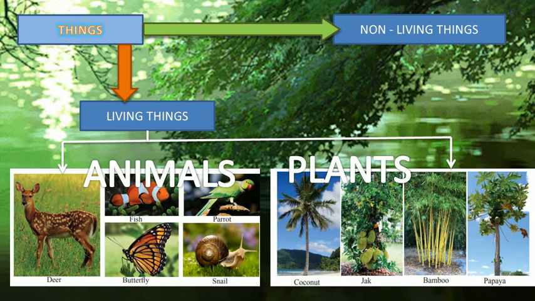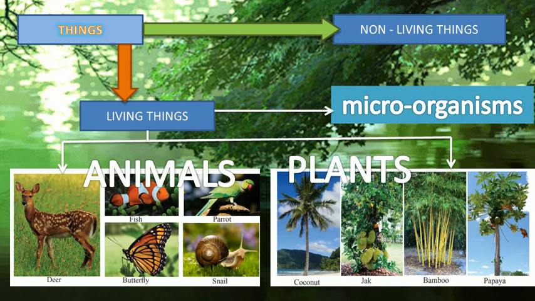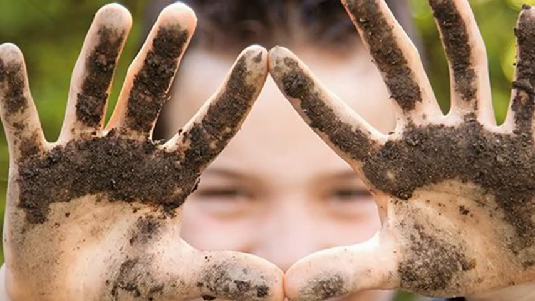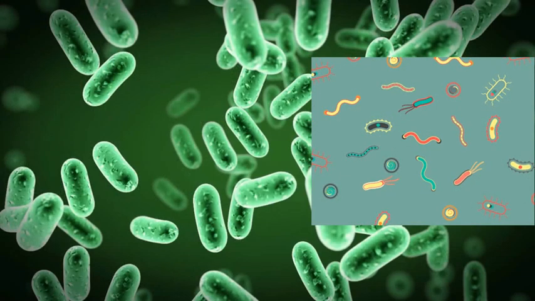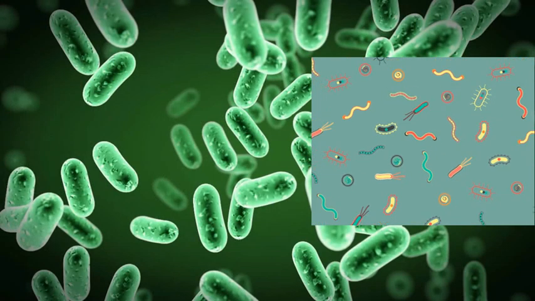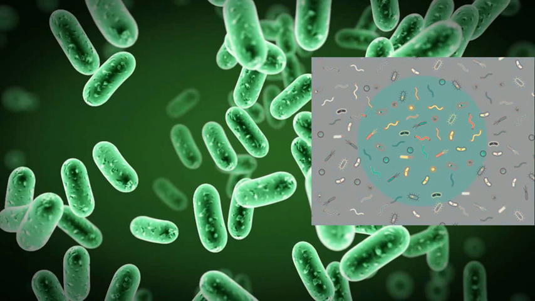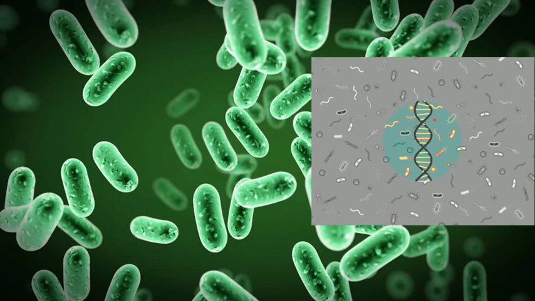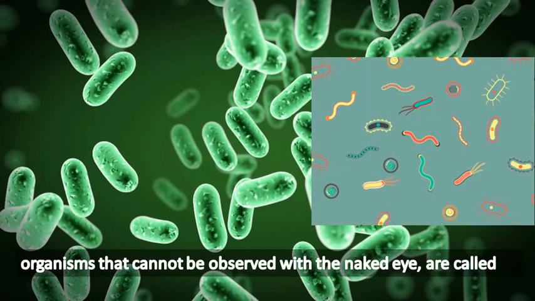Now the third category is microorganism. Now you should know what a microorganism is, right? Look at this picture very closely. How many of you are playing like this? We love playing on the soil and sand, right? But when you play on the soil and sand, there are things moving like these on your finger. Can you feel it's moving? No. Why can't you feel that? Because it's very tiny, very, very small bits and pieces. You cannot see that with your naked eyes.